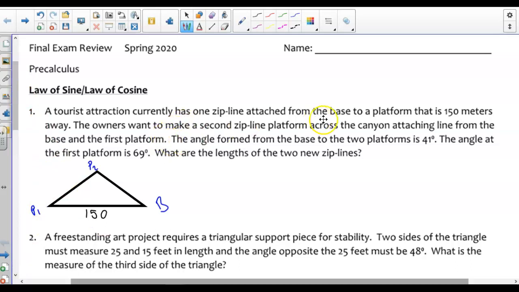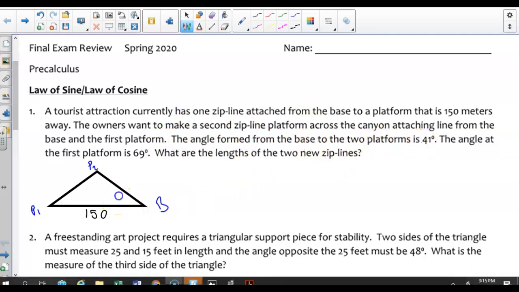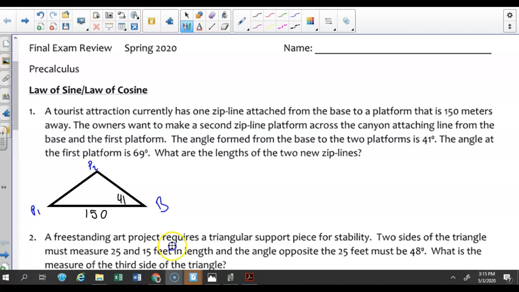Now, they said that the angle formed from the base to the two platforms is 41 degrees. So this angle right here is 41. And it says the angle at the first platform is 69. So this platform 1, this is 69. It says what is the length of the two new zip lines? So we need to find this length here, P1 to P2, and we need to find base to P2.